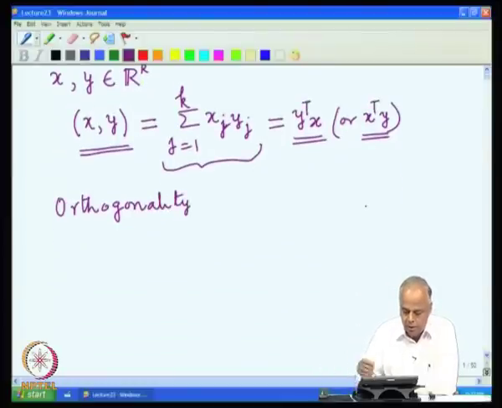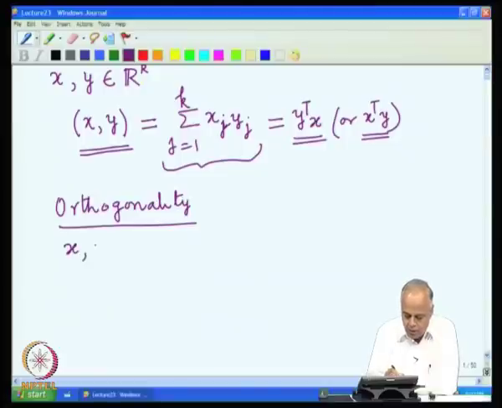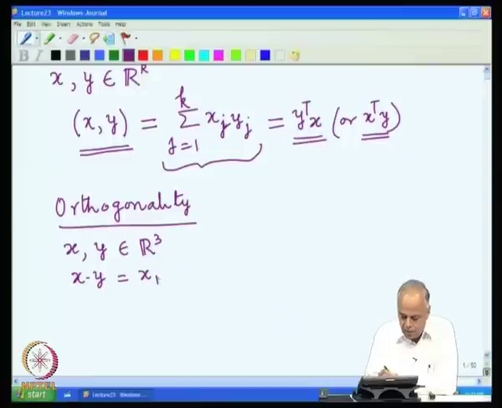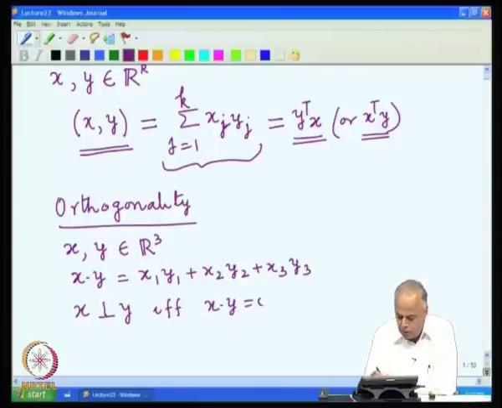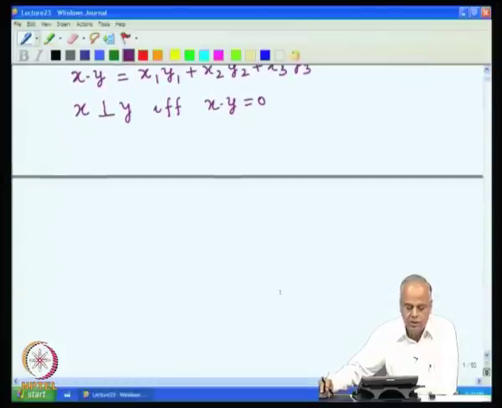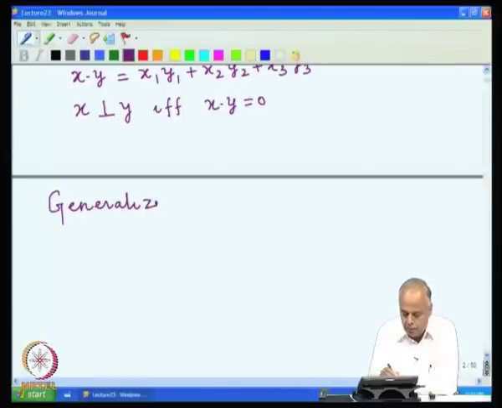What do we mean by this? Suppose we take two vectors in R 3 for example, then we had the dot product in our earlier vector calculus courses, which we defined as x 1 y 1 plus x 2 y 2 plus x 3 y 3, and we found that in normal Euclidean geometry x and y are perpendicular to each other if and only if this dot product becomes 0. And we now generalize this notion to R k using this inner product.